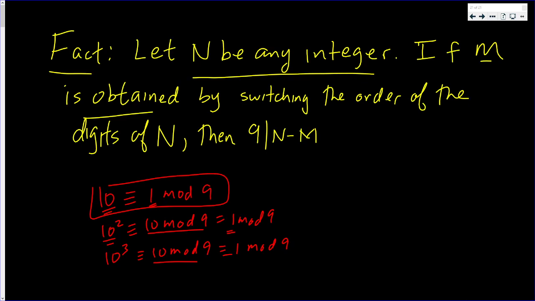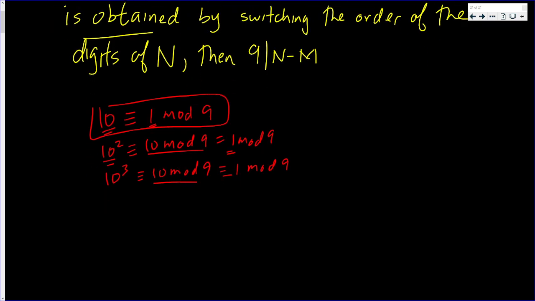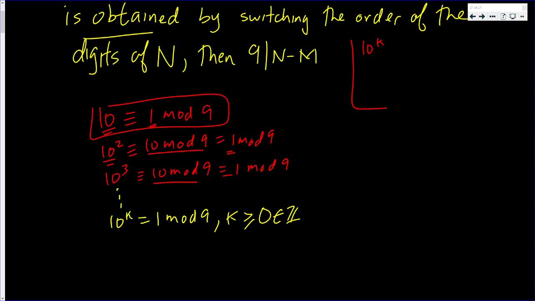In fact, and I'm not proving this fact, you can do it easily by induction, but if we continue, 10 to the k is going to be congruent to 1 mod 9, where k is any positive integer. Can it be 0? Yeah. It can be 0. 10 to the 0 is 1. Okay, so let's record that result up here. 10 to the k is congruent to 1 mod 9.